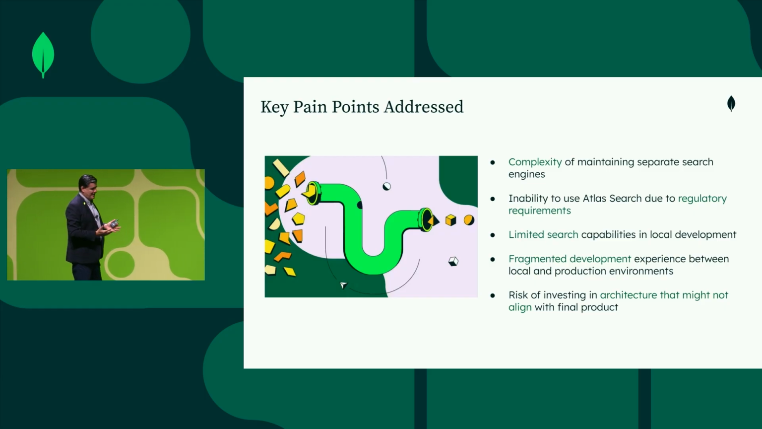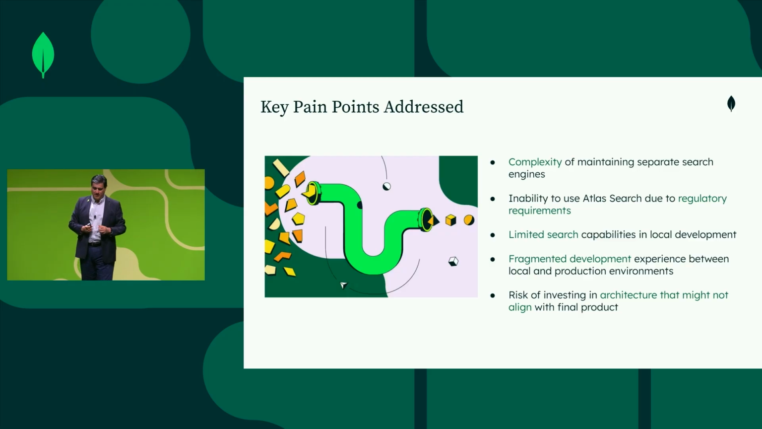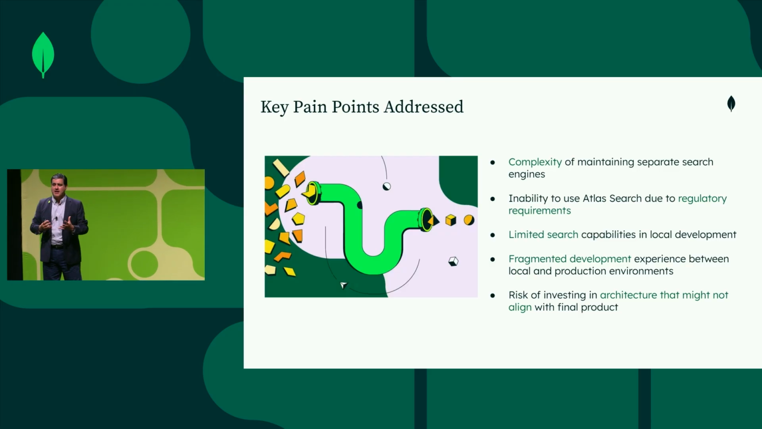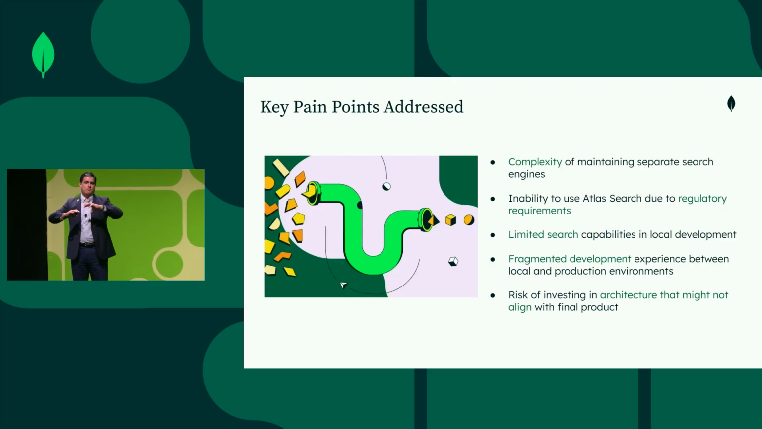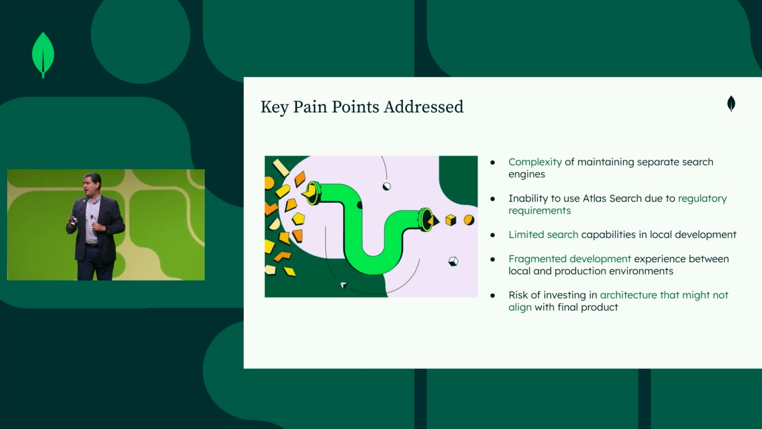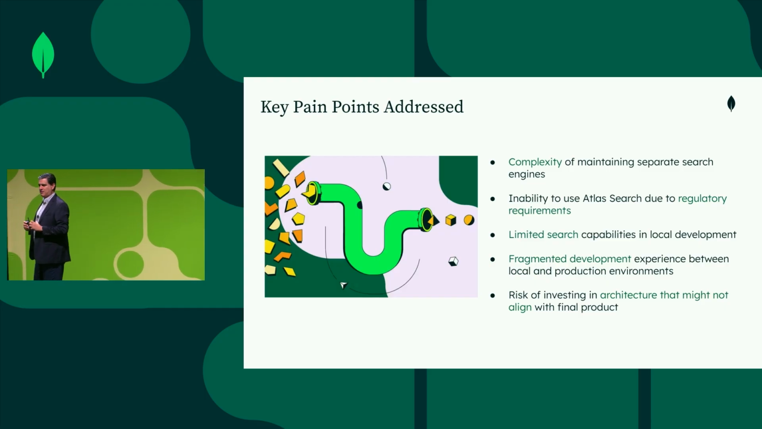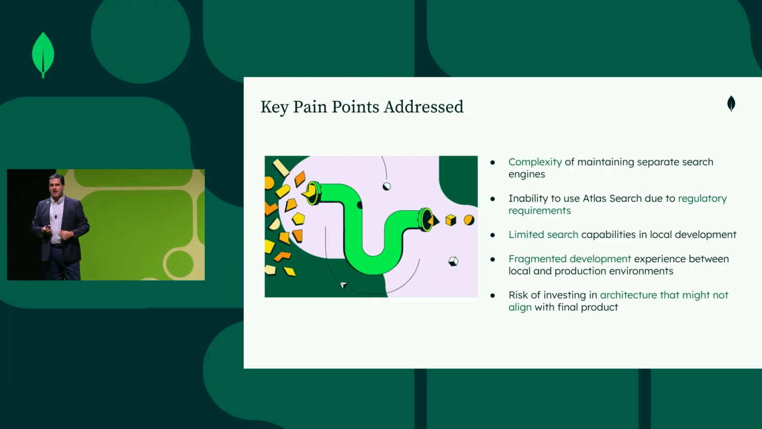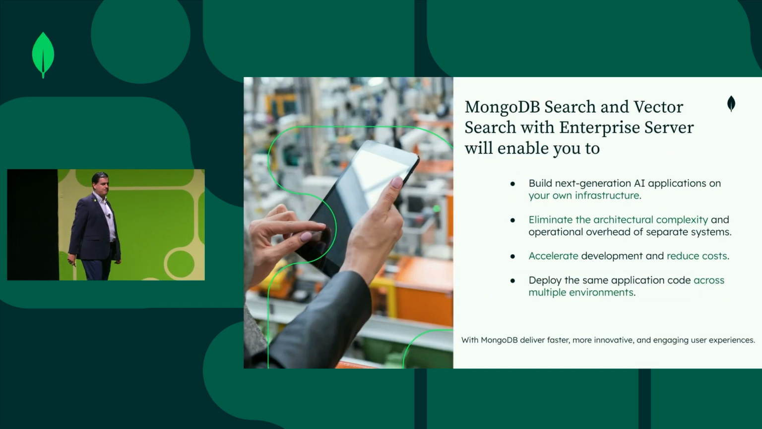This, of course, led to limited search capabilities on local deployments and fragmented development. If you wanted to add some search or vector search functionality, you needed to have different components. Now you can have everything on the same platform. And of course, it reduces the risk of investing in an architecture that might not align with the final product. Now you can have everything all together on the same platform.